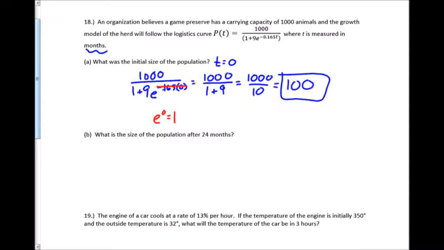In part B, it says, what is the size of the population after 24 months? And again, this was in months, so my units already match. So I'm just plugging this into my calculator. I'm plugging in that 0.165 times the 24. I'm raising e to that power, and I'm just plugging it in. So again, when I plug this into the calculator, in fact, let me show you.